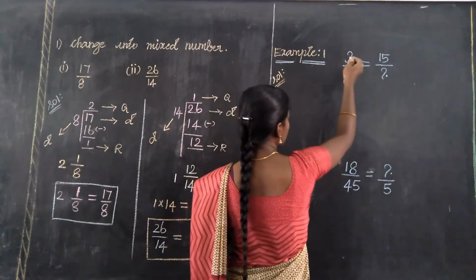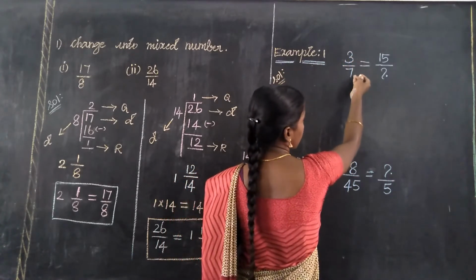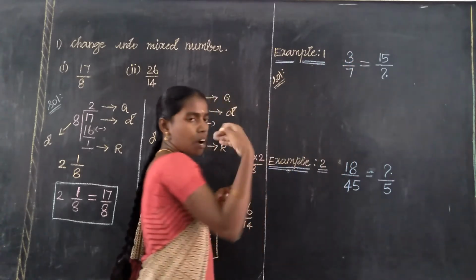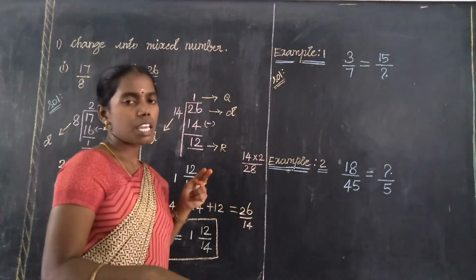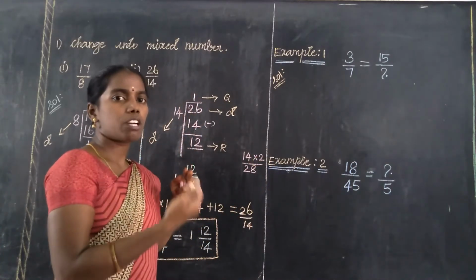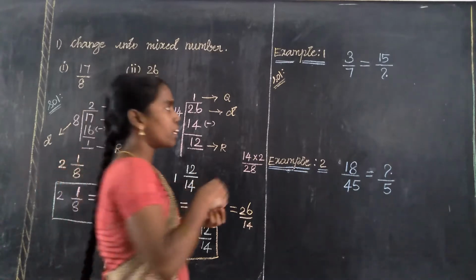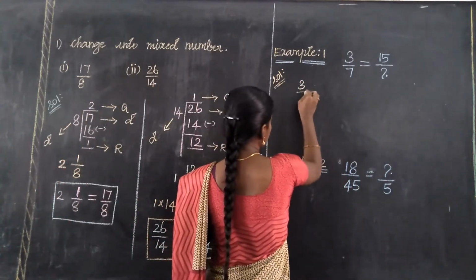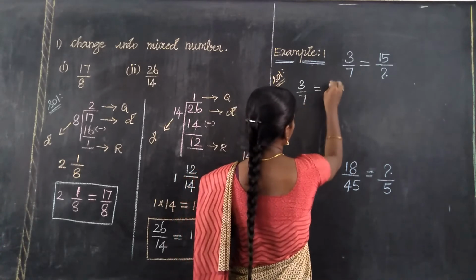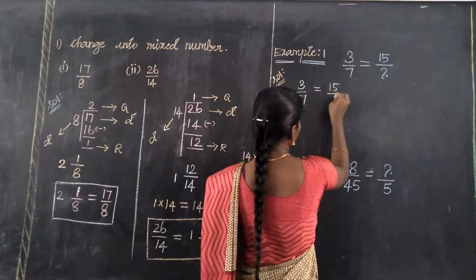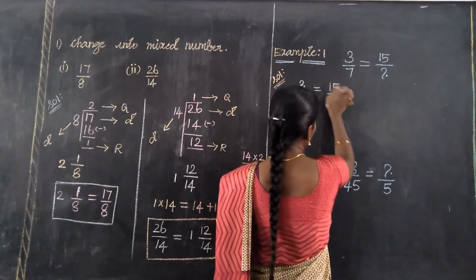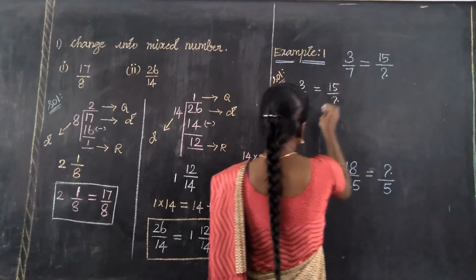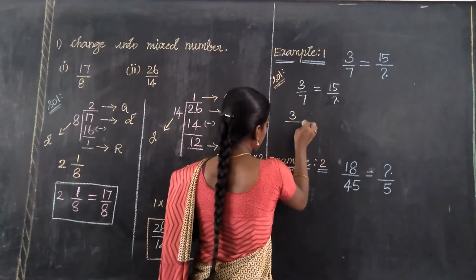First you find out this third table and the next one. The same number: whatever number we note in the upper line, the numerator, we note the same number in the denominator. See, 3 by 7 is equal to 15 divided by something. Then 3 by 7 is equal to something divided by.